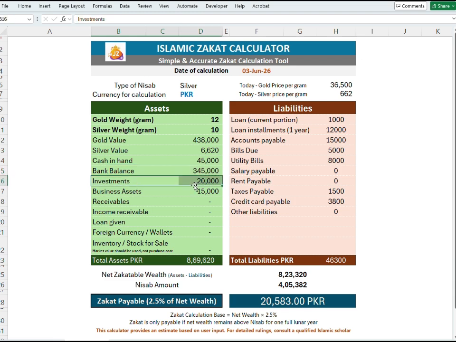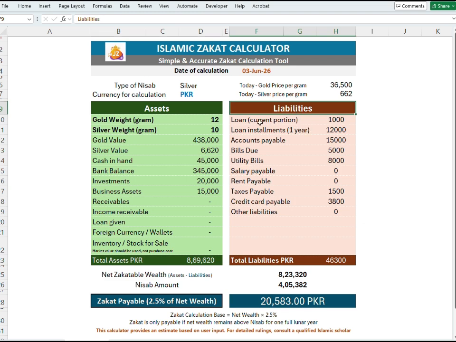Next is investments. This includes shares, mutual funds, or any investment made for profit. Then business assets. This includes inventory or goods held for sale. Receivables and income receivable include money that others owe you. Loan given is also included if you expect to receive it back. Foreign currency or digital wallets should also be included. Finally, inventory or stock for sale must be included at market value. If you don't have any category, simply enter 0. After adding all these, the total assets in this example are 869,620.